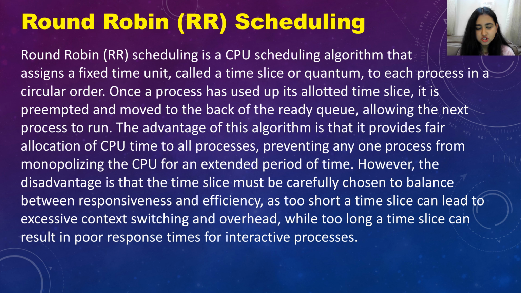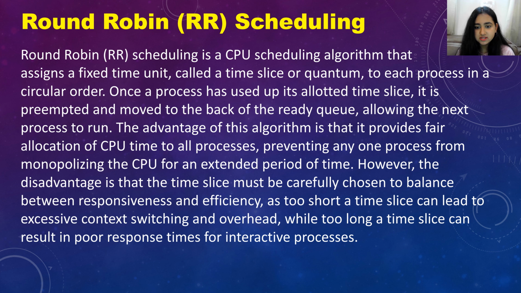Round robin, RR scheduling. Round robin scheduling is a CPU scheduling algorithm that assigns a fixed time unit called a time slice or quantum to each process in a circular order. Once a process has used up its allotted time slice, it is preempted and moved to the back of the ready queue, allowing the next process to run.